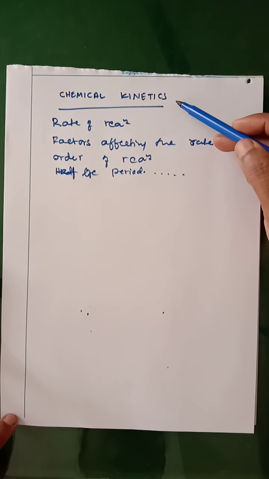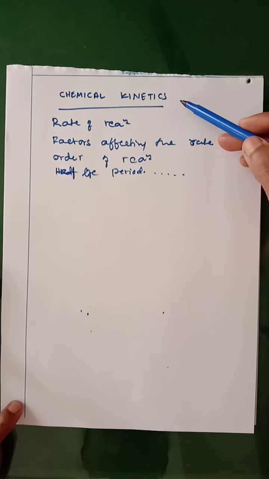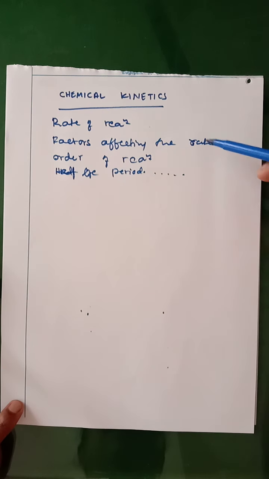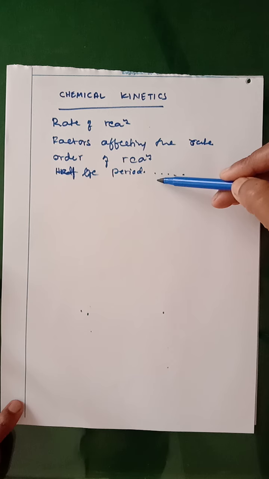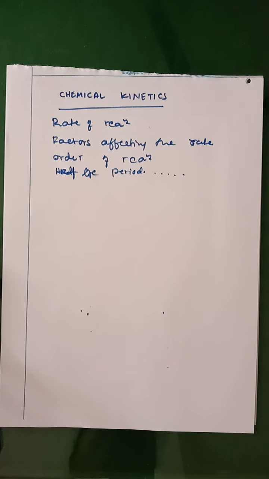So chemical kinetics is a branch of chemistry which deals with the study of the rate of reaction, factors affecting the rate of reaction, order of reaction, half-life period, and so on. Next, we will study one by one all these concepts.